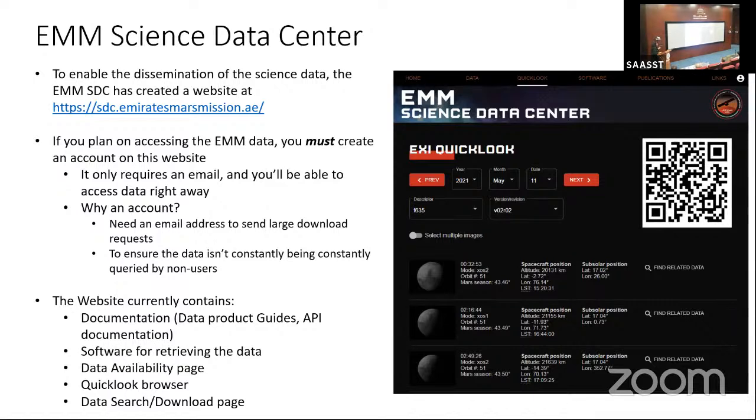The website currently has documentation of the data where you can learn more about what you're looking at and how you can use the data, and then software for retrieving the data. There's a data availability page and you can see quick looks of the data. There's an example of that over there for EXI, where you can quickly see what the data is. And then there's a data search and download page on there.